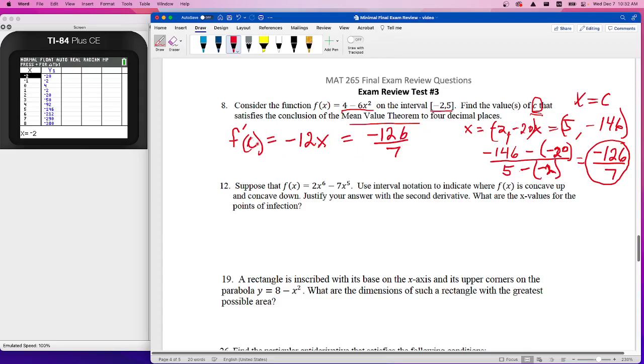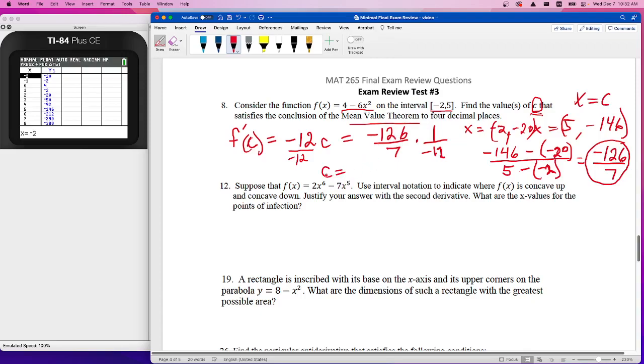Plug in, because we're finding it at a particular point. So we just divide both sides by negative 12, which is the same thing as multiplying by negative 1/12. Negative negative is going to be positive. So c is going to be a positive value.